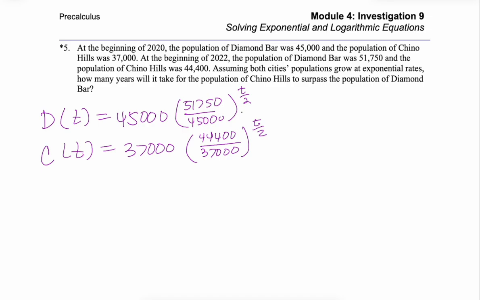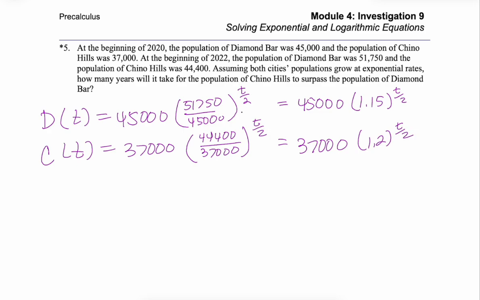And we can even simplify it further. That's 45,000. This becomes a pretty nice decimal, 1.15. And this is 37,000. And this is 1.2.